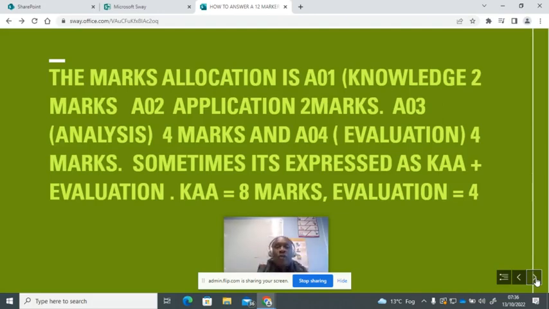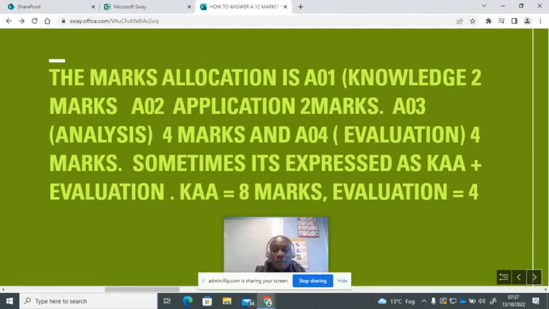12 markers are very straightforward in terms of the structure, okay? Sometimes it's expressed as KAA plus evaluation. So don't get confused. It's the same thing. K is for knowledge, A is for application, A is for analysis, plus evaluation. I prefer to use AO1, AO2, AO3, AO4, but it's the same thing. It's very important to know the mark allocation.